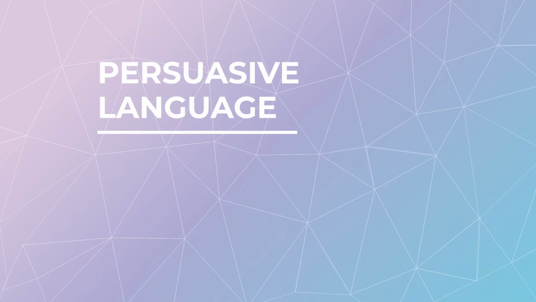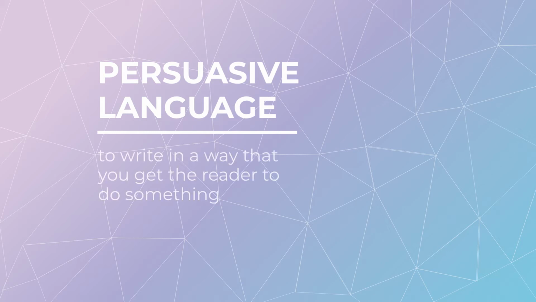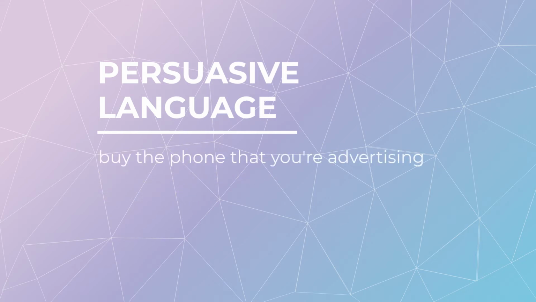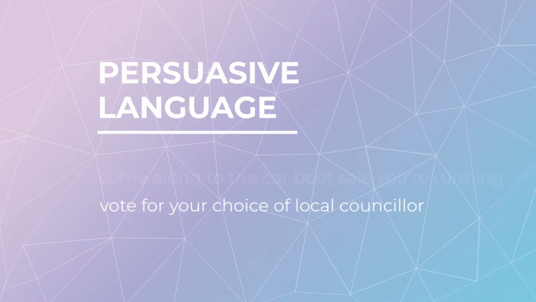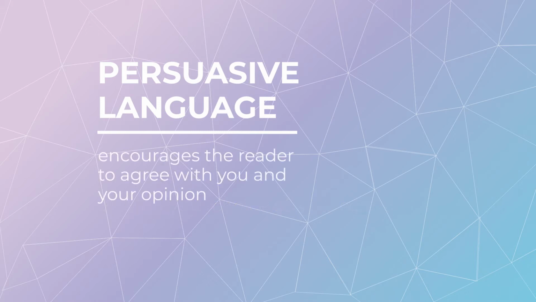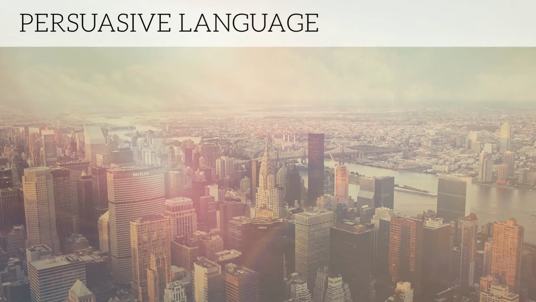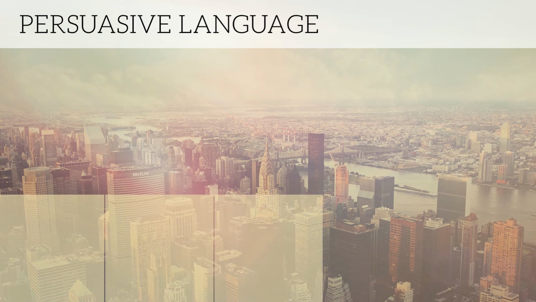One technique is that of persuasive language, the ability to write in such a way that you get the reader to do something, like buy the phone that you're advertising, come along to the car boot sale you're running, or vote for your choice of local councillor. Persuasive language encourages the reader to agree with you and your opinion. There are many different ways we can use language to persuade.